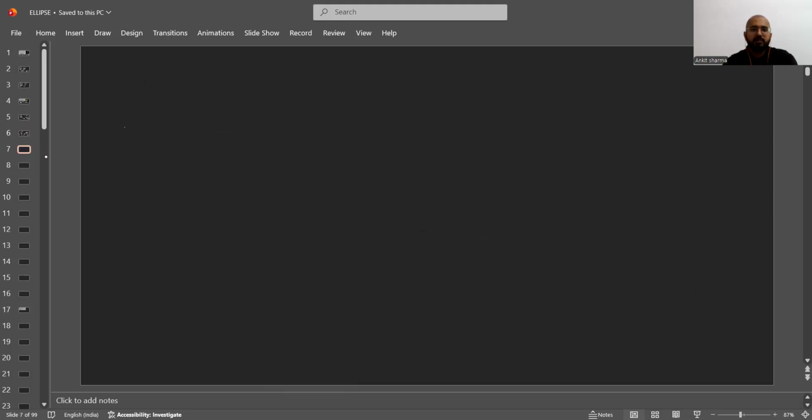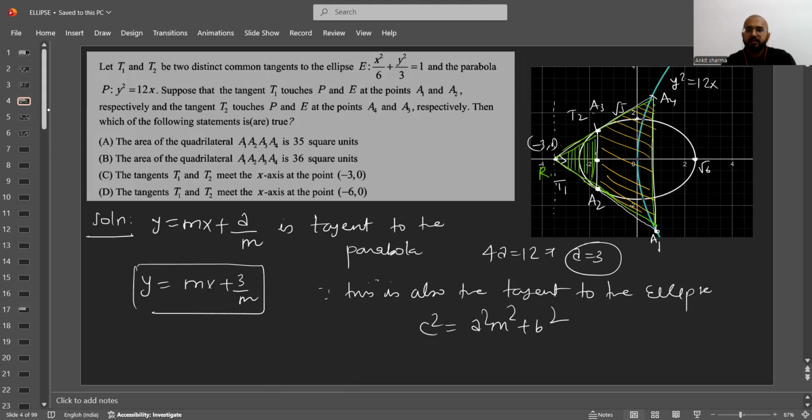So that means from this yellow triangle, yellow is total. Okay, I'm sorry. This A1, A4 area is 36. From 36, I'll remove this green. So green is 1. So we get to see here 35. So that means option A would be true. The area of quadrilateral A1, A2, A3, A4 is 35. And also they intersect at point minus 3 comma 0. So option C is also true. So A and C are correct.